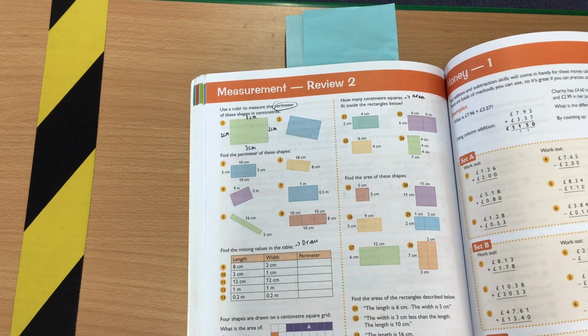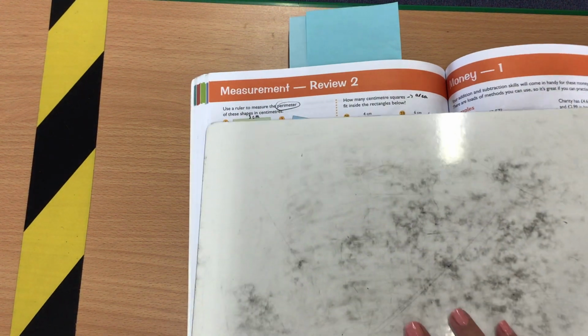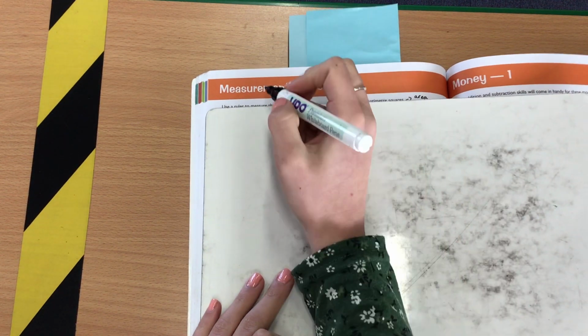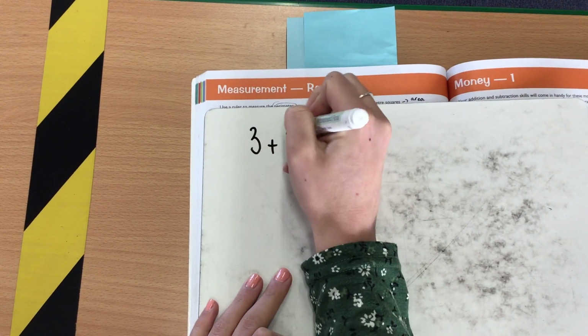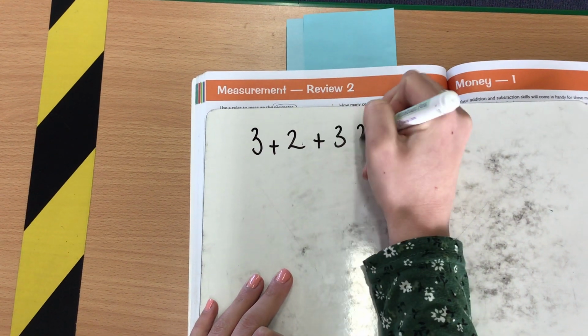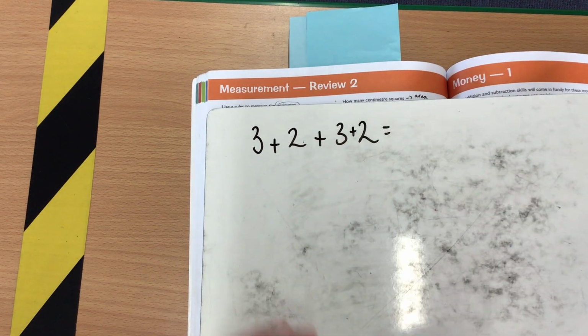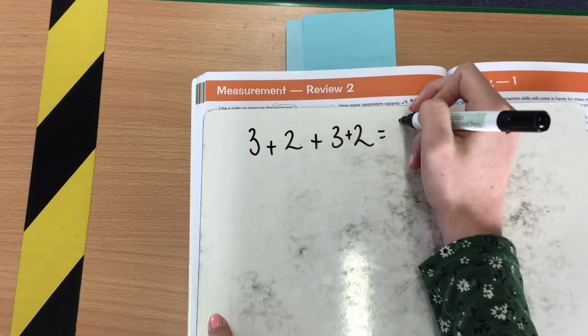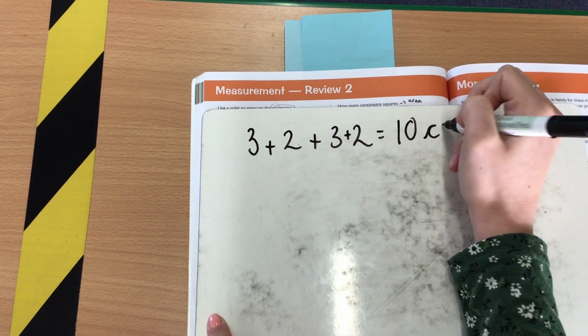So remember, there's 2 different ways that you could do this. So you could do it by repeated addition. So you could do 3, add 2, add 3, add 2. There's nothing wrong with that. So you've got 3, 4, 5, 6, 7, 8, 9, 10. So that would be 10 centimetres.